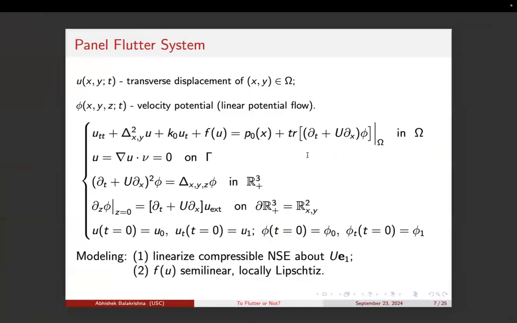Sorry, just updating. So Earl Dowell was who proposed this. And for the flow, we have phi, with these equations for phi. Here we have the potential flow model, and it almost looks like the wave equation, with U showing up here. And then on the boundary, we have the velocity matching condition, which is that the vertical velocity of the fluid matches the vertical velocity of the plate. And we supply it with initial conditions. The potential flow model is obtained by linearizing the compressible Navier-Stokes equations about this horizontal flow, U, in the x1 direction.